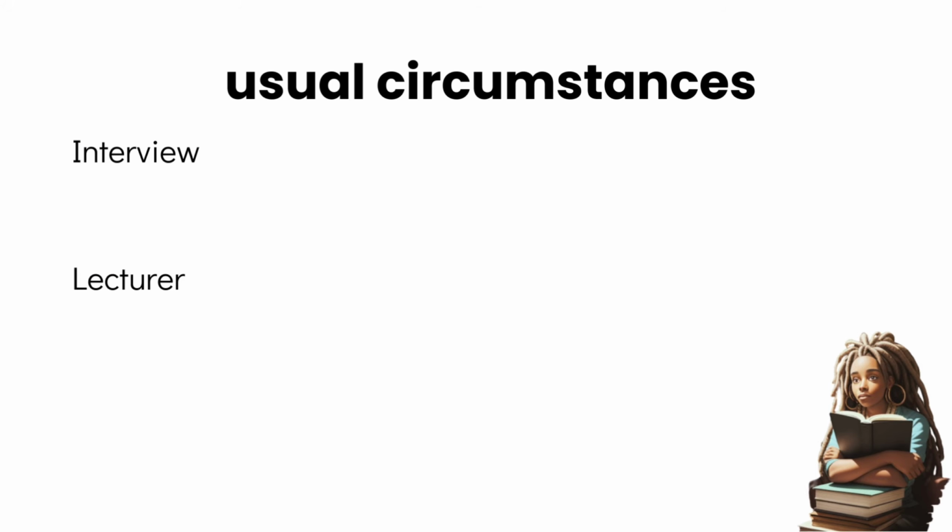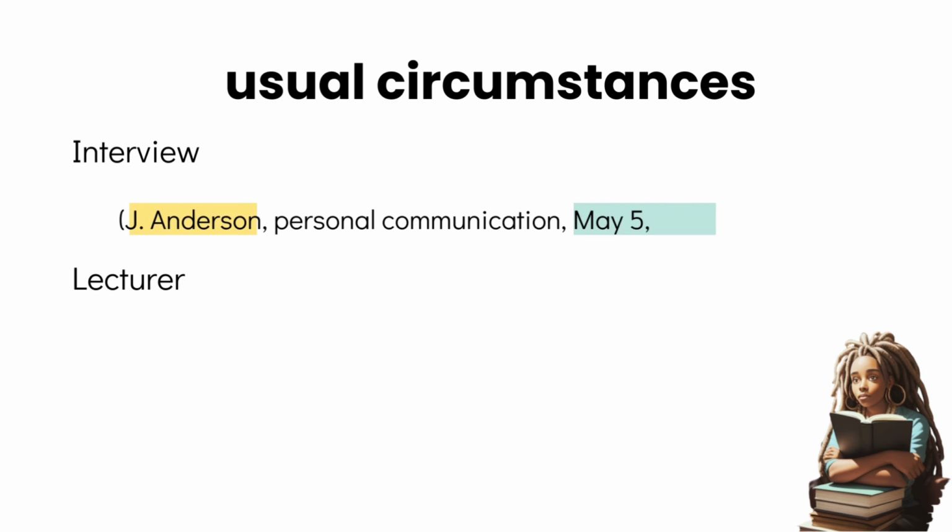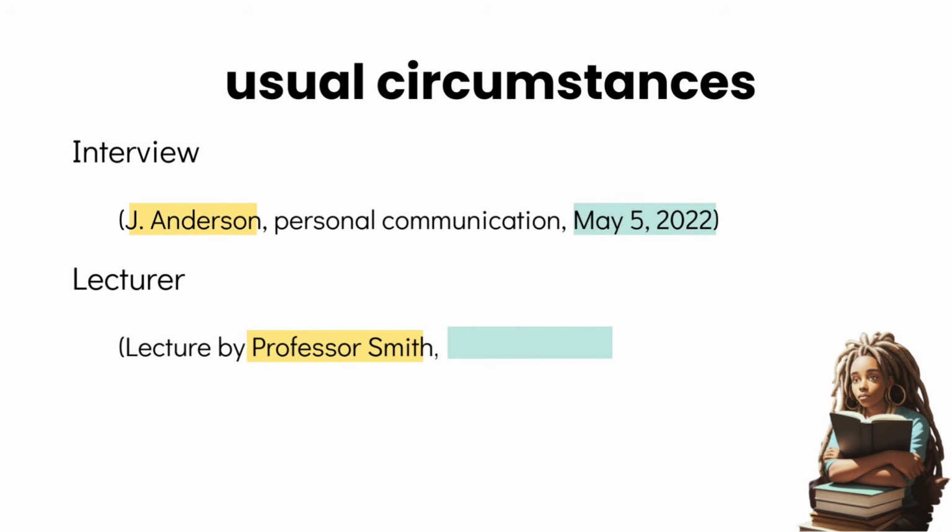Now we have covered how to cite in instances of common unusual circumstances. But at the same time, there will be those that we are not prepared for, like where the source does not fit into the typical citation format. For example, if you are citing a person you had an interview with or a lecture that you have attended, in this case, you need to give as much information as possible, as concise as possible, and as clear as possible. Example of an interview will be J. Anderson, Personal Communication, May 5, 2022. And here is one for a lecture. Lecture by Professor Smith, March 10, 2021.